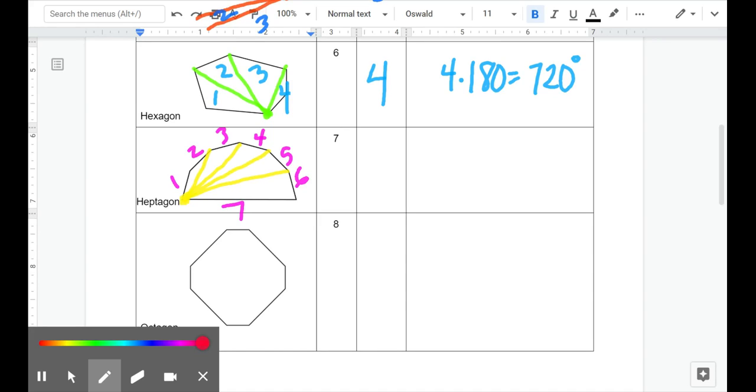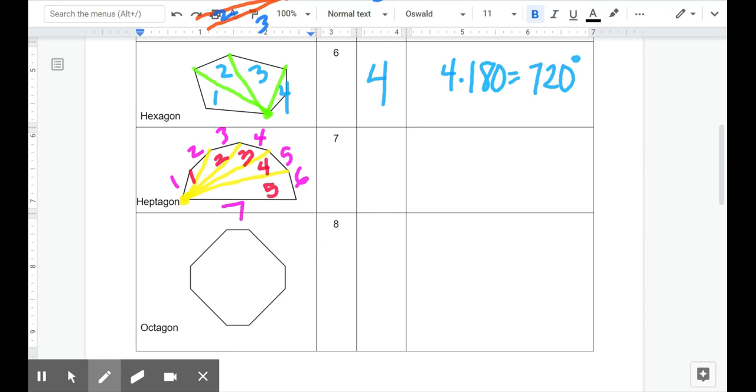Now let's count how many triangles: 1, 2, 3, 4, 5. So that's 5 triangles, which means that's 5 times 180. And 5 times 180 is 900.